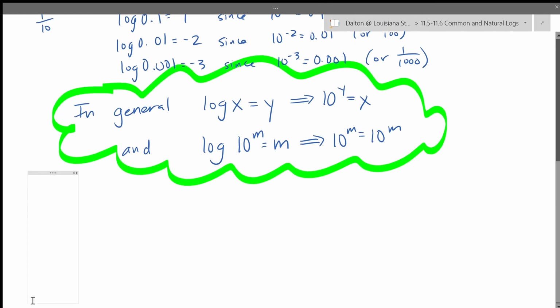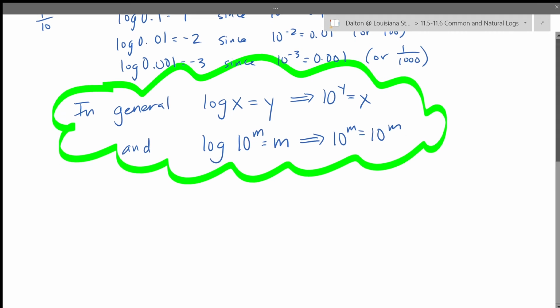So let's do a couple of examples. Again, these are going to be sans calculator. Number 1 is going to be, given the log of 7 is approximately, well, I'm not going to say equal to, that's a lie. It's approximately 0.8451. Evaluate the following.